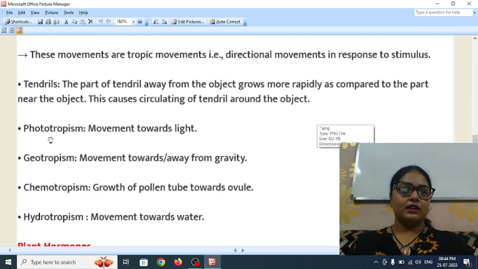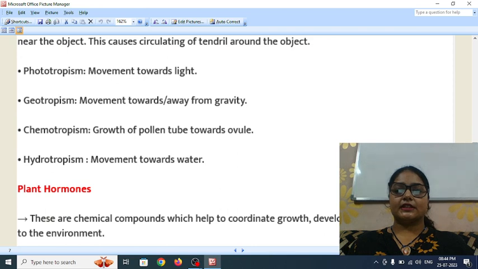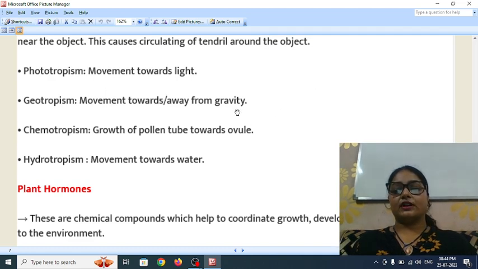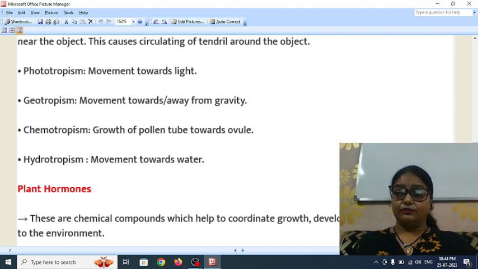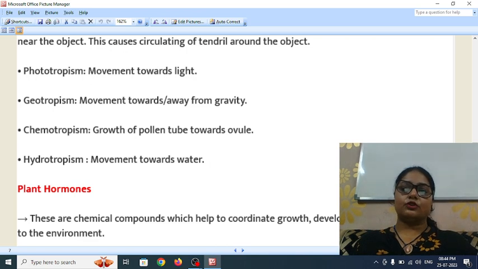surrounding the object. Now, phototropism, the movement towards the light: as you know, all plants grow towards the light. Now, next is geotropism. Geotropism is the movement toward or away from gravity. As you know, the plant grows in both directions: the roots grow towards gravity, and the shoot goes opposite to gravity.